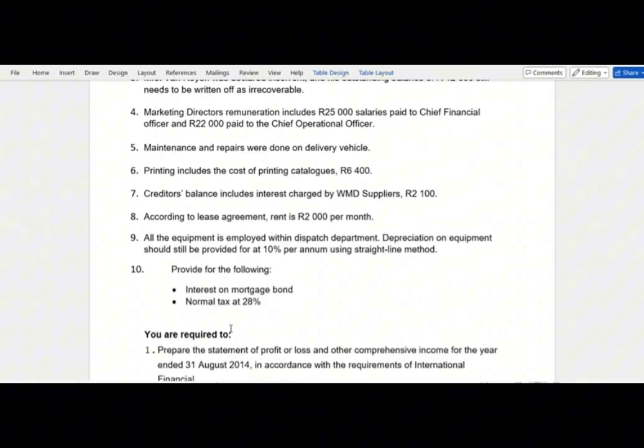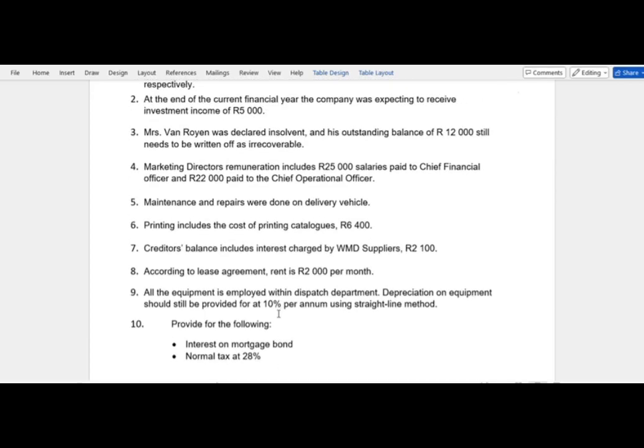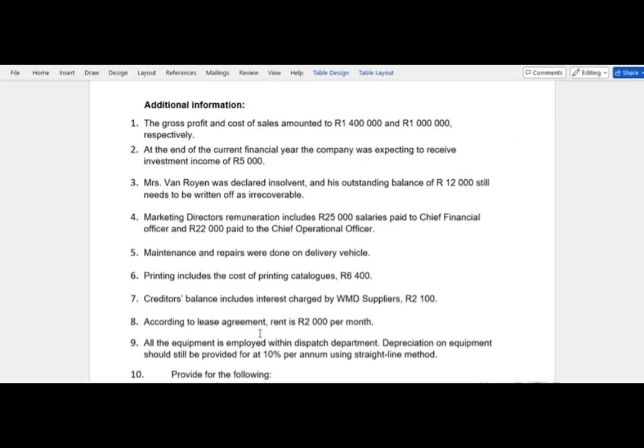The next transaction is they're saying provide for the following: interest on mortgage bond. Interest on mortgage bond is a finance cost account, so we're not going to deal with it. We're only dealing with admin and distribution, and taxation we're not dealing with as well. So let's go and calculate other things. I think we are done with additional information.